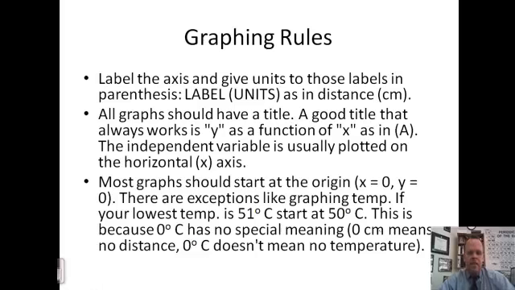Once you've created your axes, make sure to label the axes and put the units in parentheses. So you should always see a label such as distance and then units such as centimeters on each axis. All graphs should have a title. A good title that always works is y as a function of x. The independent variable is usually going to be plotted on the horizontal x-axis. So if your x-axis was time and your y-axis was distance, you could do distance as a function of time.